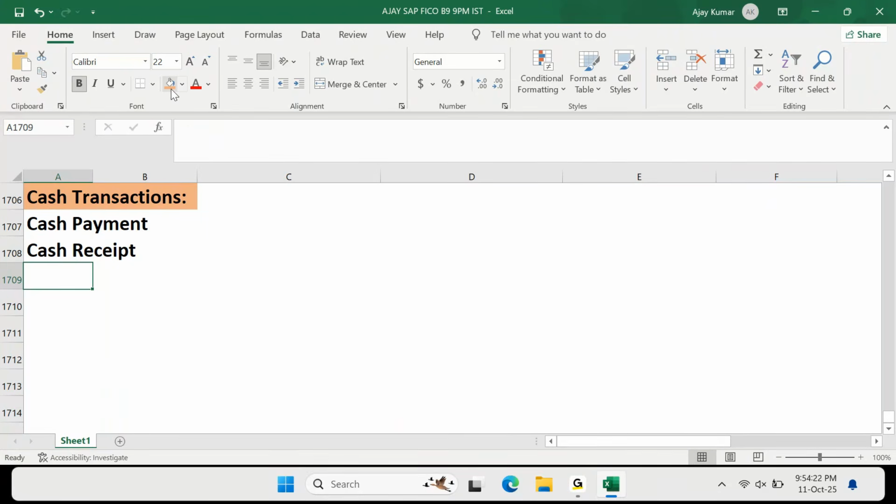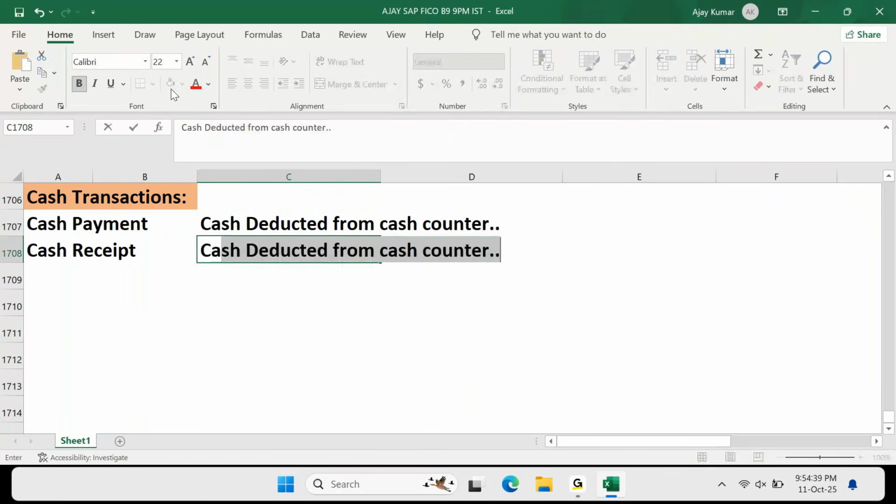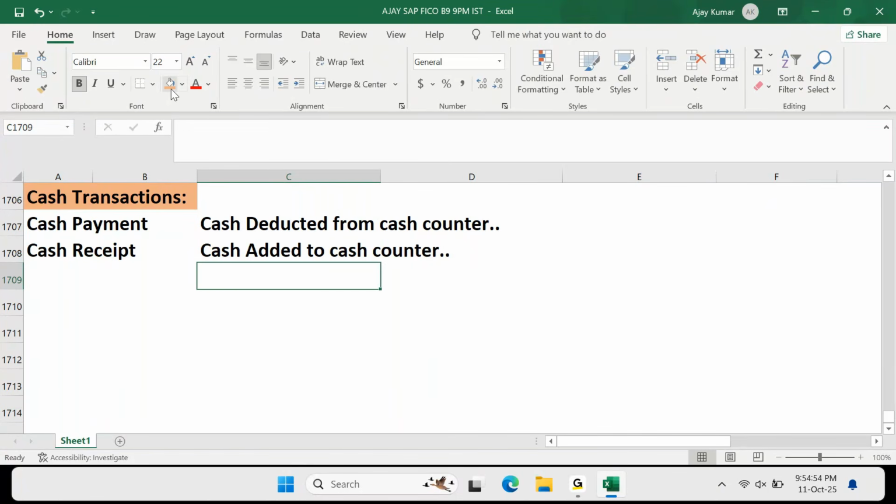Now, cash payment means cash deducted from where? Pocket or cash counter? Cash counter. Cash in hand. Cash receipt means increase, cash added to the cash counter, right? Yes. Cash deducted and then cash added to cash counter.